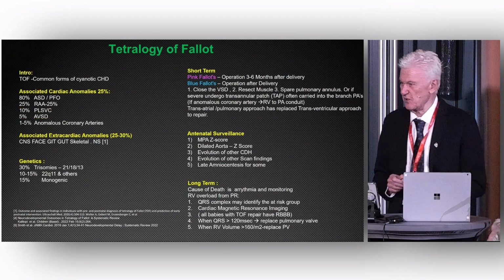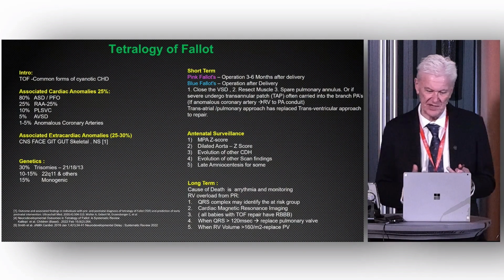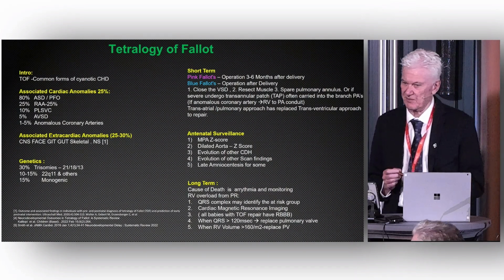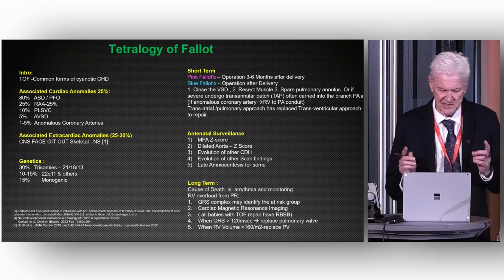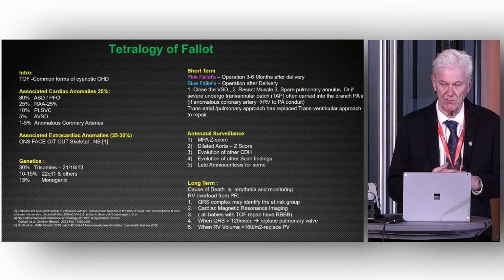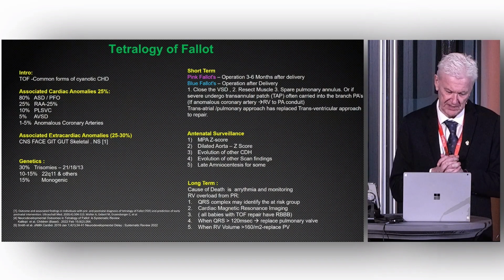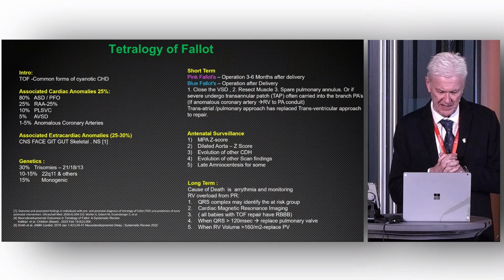Seldom do you hear much being spoken about the coronary artery anomalies that exist in up to 5% of babies with Fallots, and they're a bit of a nuisance in a sense. I want to say a nuisance, but they add complexity to the surgical management, and that's something we might discuss during Q&A, if we have time.